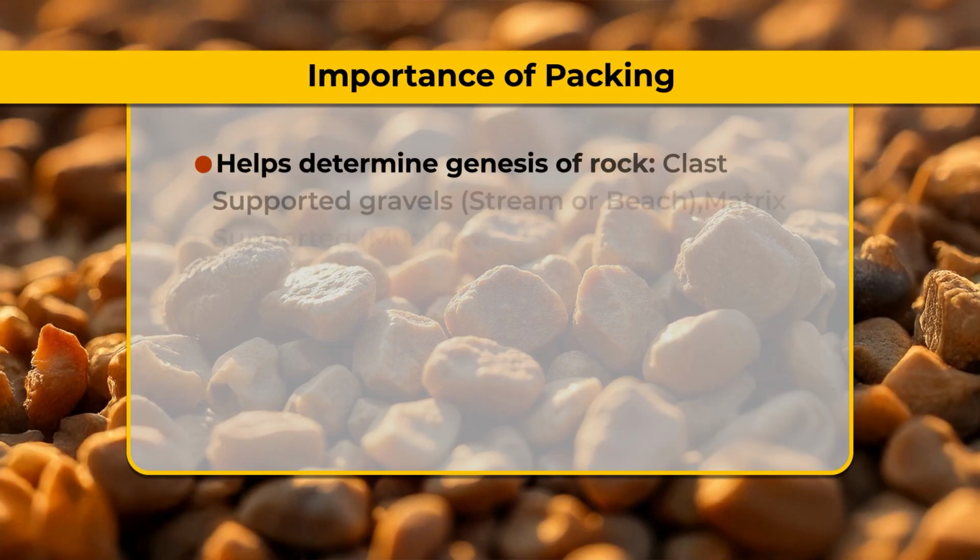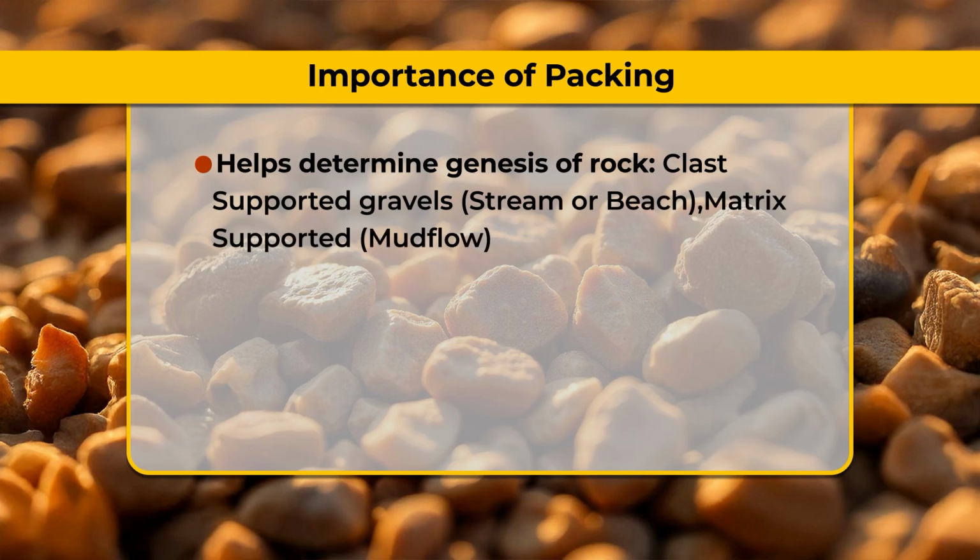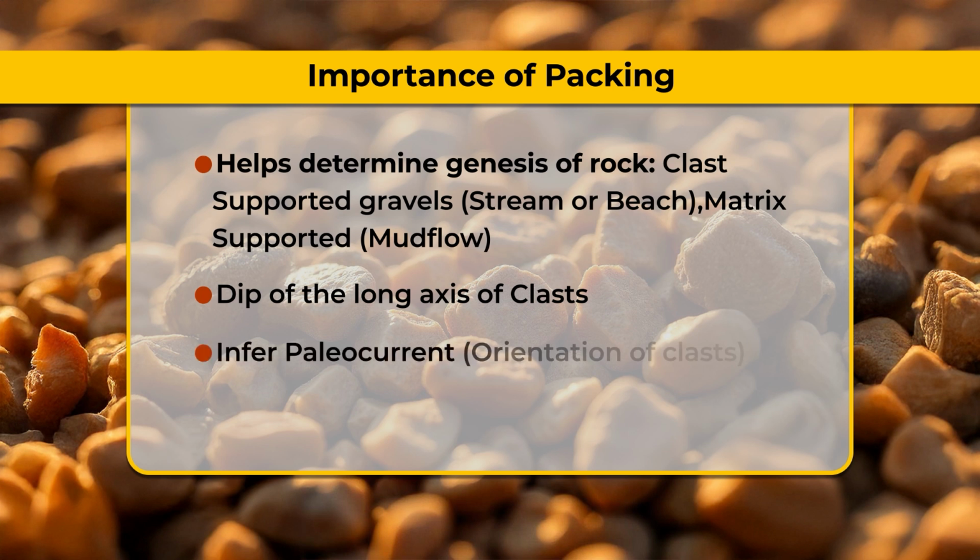The importance of packing, I again repeat here, is that it helps determine the genesis of rock, as I explained. The clast supported gravels tell you about a stream or a beach. On the other hand, the matrix supported packing tells you that it must have formed by a mud flow. Similarly, the dip of the long axis of the clasts tells you the direction in which the clasts have moved, in other words, the paleocurrent direction.